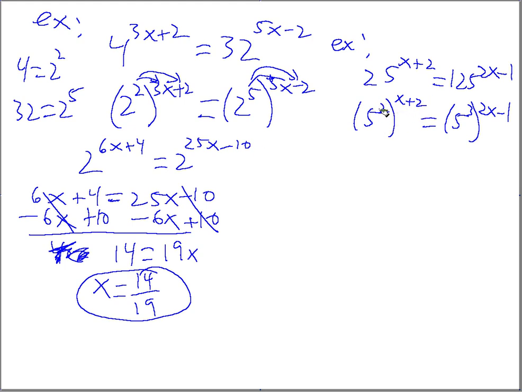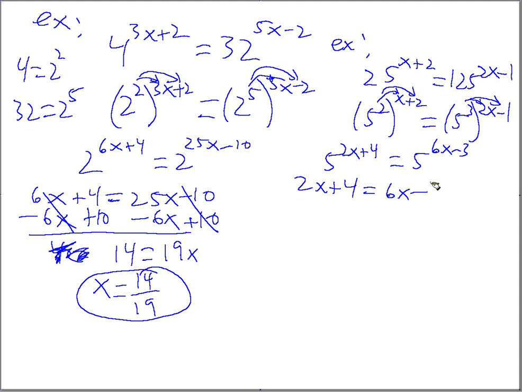So power to power, you multiply the powers, right? Distribute the 2. So 5 to the 2x plus 4, equal to 5 to the 6x minus 3. So we have that situation there. Now we can get the equation. Same base, so one-to-one property. So 2x plus 4 is equal to 6x minus 3.